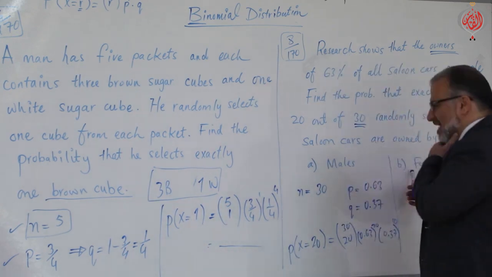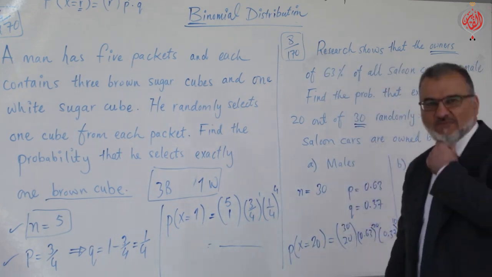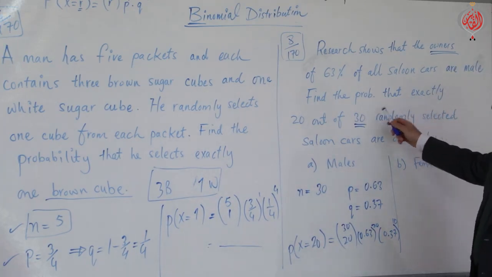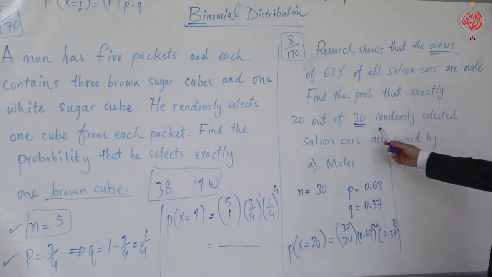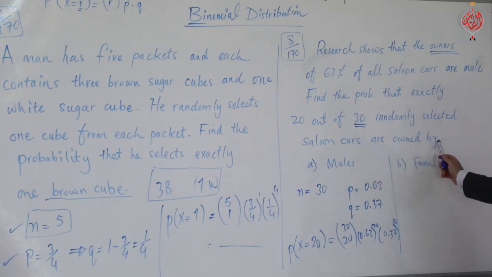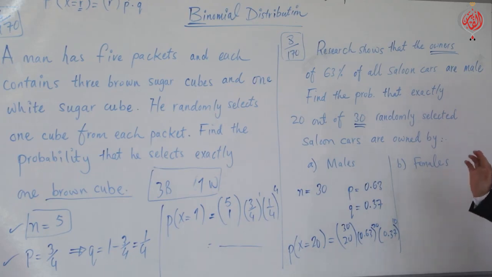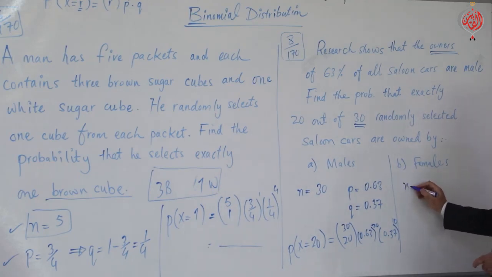Now, what about B? If we want to find the probability that exactly 20 out of 30 randomly selected salon cars are owned by females, look here, pay attention now. Here N is the same as 30.